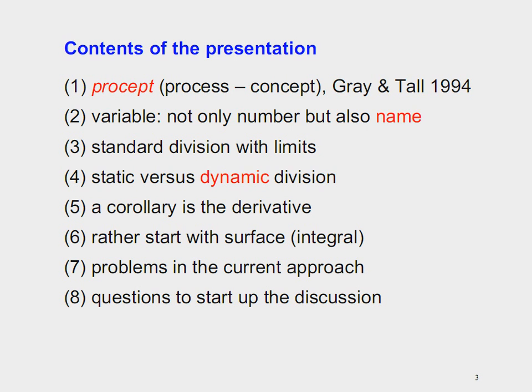This presentation is divided in 8 sections. First, we shall look at the procept, which is the notion defined by Gray and Hall in 1994, which combines processes and concepts. A special kind of procept is the variable. This not only indicates a number, but also has a name so that we can use it in algebra. We shall look at the standard notion of division that uses limits. This standard notion shall be regarded as static, and then we introduce the new concept of dynamic division. A corollary of all this is the derivative that comes out naturally.